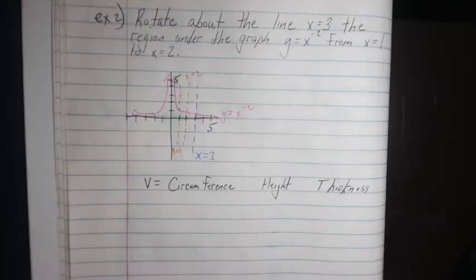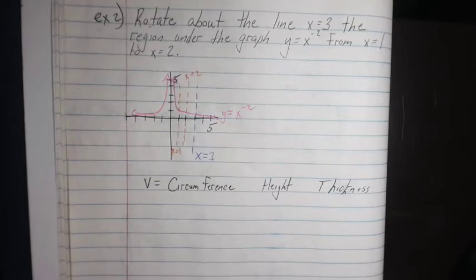So here's our second example. You might want to pause the video and write it in. It's a bit weird looking. I tried to color code as best as I could. We have our original function in pink, we have our bounds in orange, and we have our axis in blue. We're still going to do everything else that we've done. We need to find the circumference, we need to find the height, and we need to find the thickness.